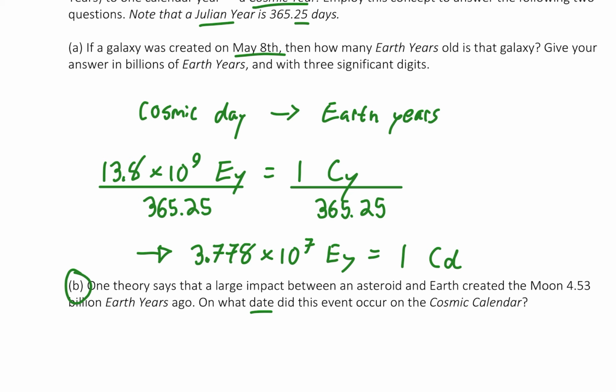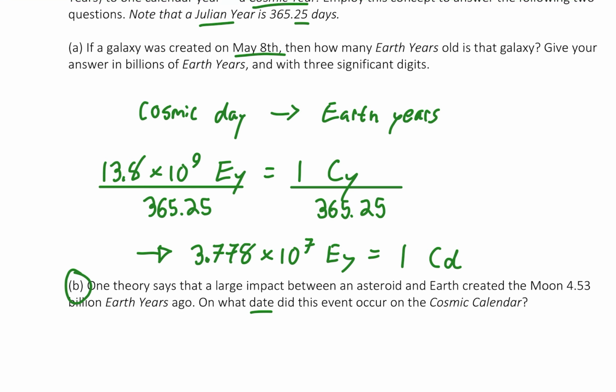So figure out how many days that is, and then you can say, okay, well that's how many cosmic days it is. Let's just say, for the sake of argument, January, February, March, April, May. So about 5 months. 30 times 5. So we're talking somewhere in the range of 150 days. So you would simply multiply that number right here, the 3.778 times 10 to the 7, by about 150, and that's going to be the number of Earth years in that many cosmic days.